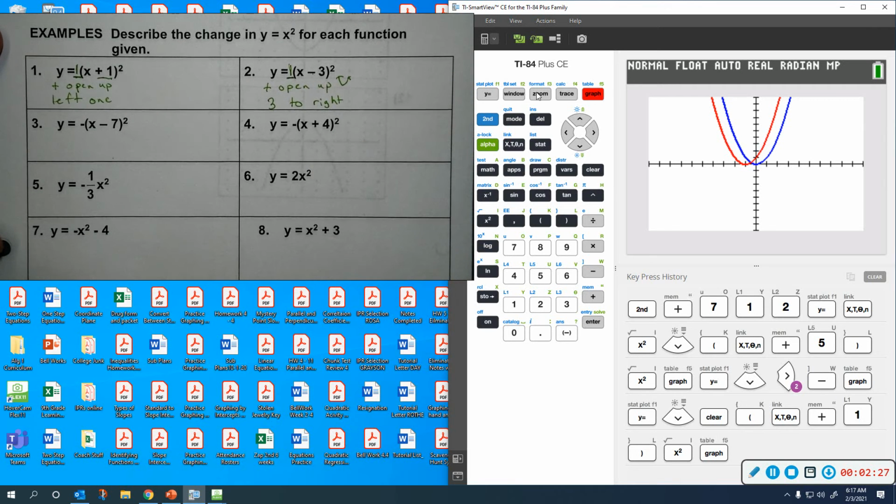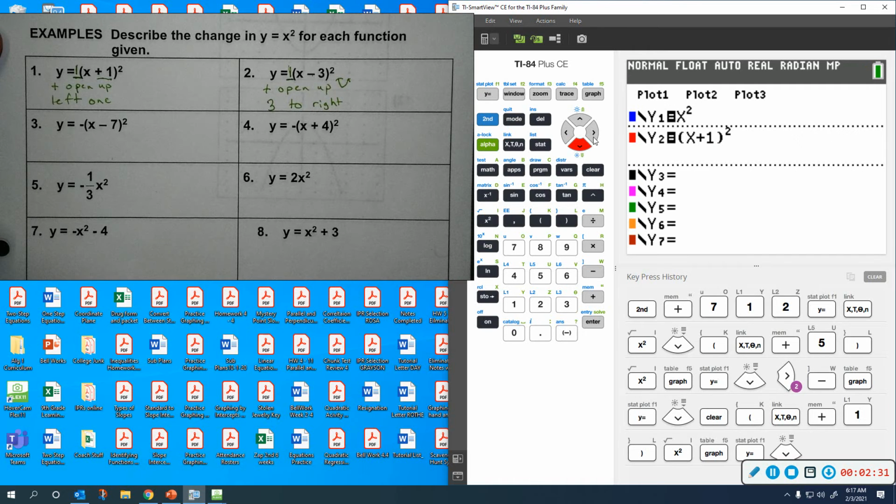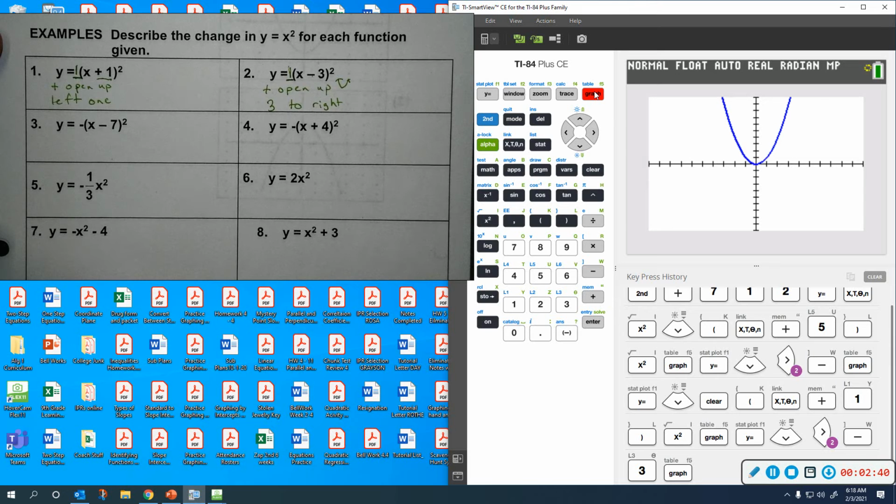Now let's graph this one and just double check. X squared, and this is x minus 3 squared. So change this to a minus 3. Then hit graph. And sure enough, that red line, that second one, it just moved 3 to the right.